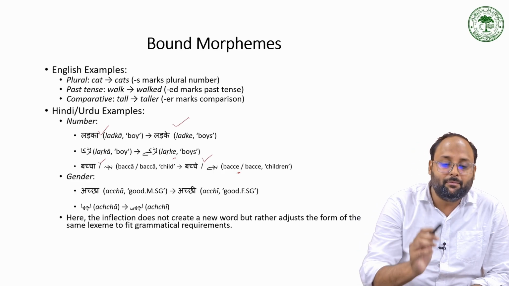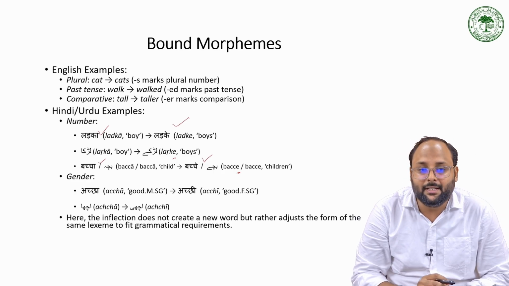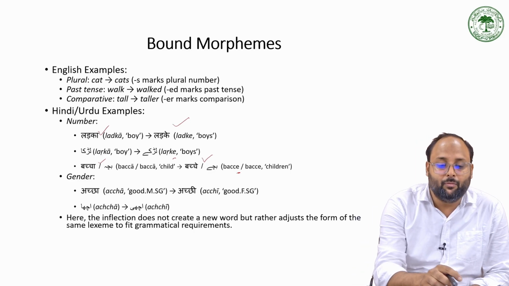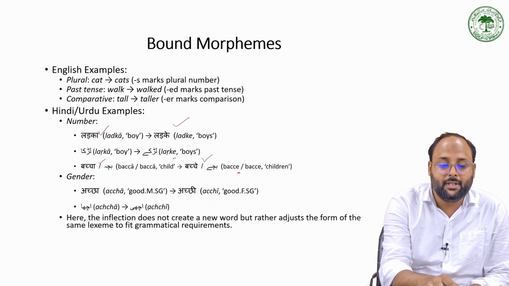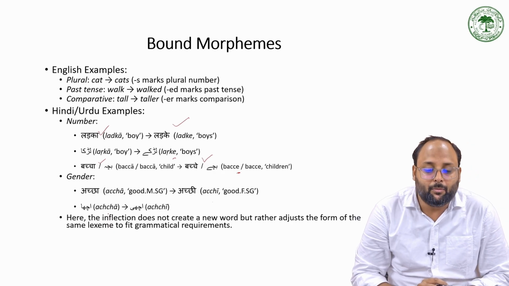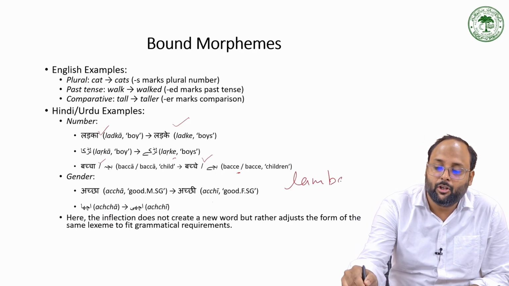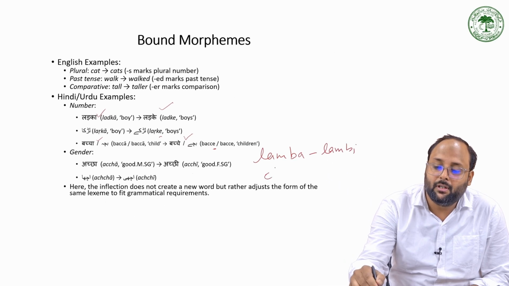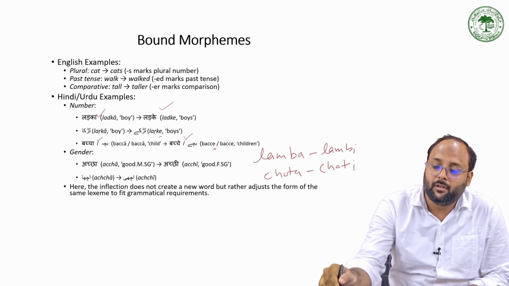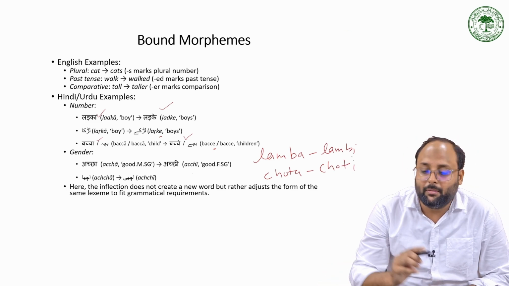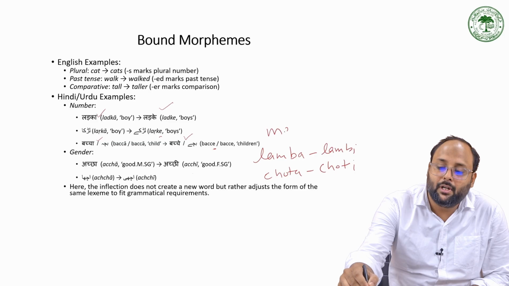In the same way, we have the gender distinction in Urdu also, which also comes under the inflectional change. So we can make from acha to achi, or we can also make from lamba to lambi, or we can make chota to choti, and many other examples like mota, moti.